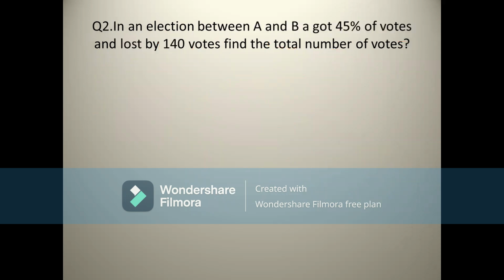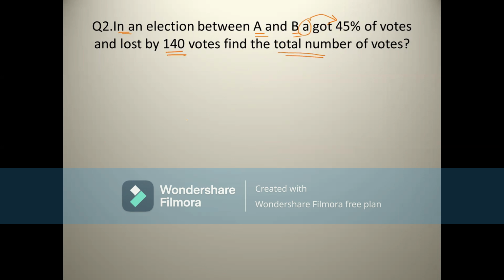Now we will move to the next question. What does the question say? In an election between A and B, A got 45% of votes and lost by 140 votes. Find the total number of votes.